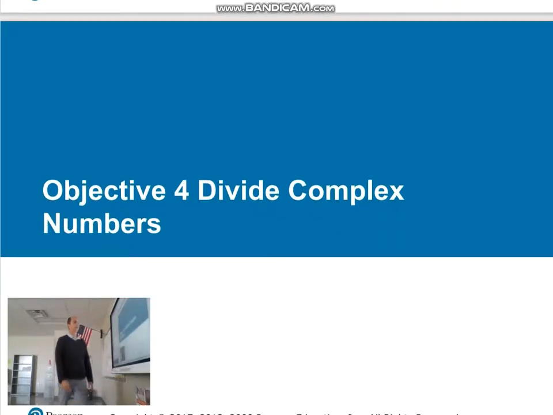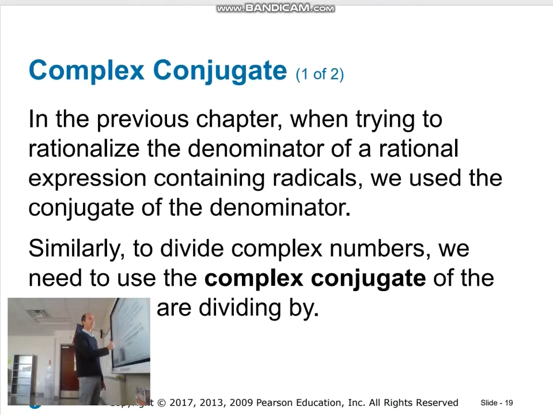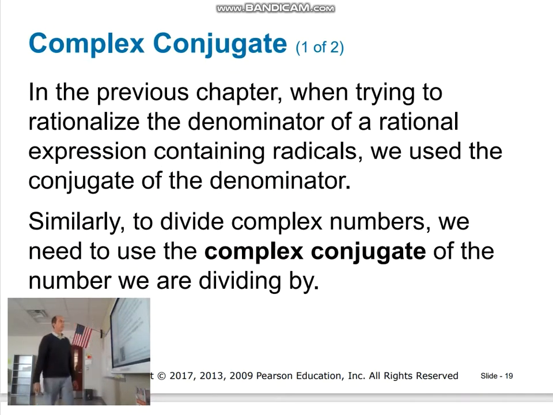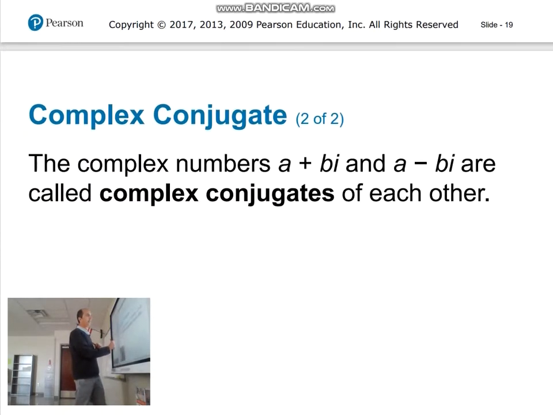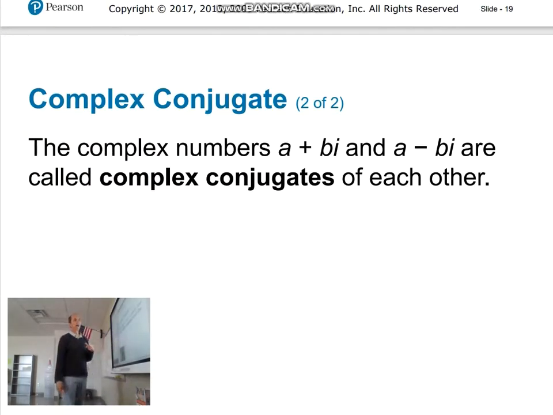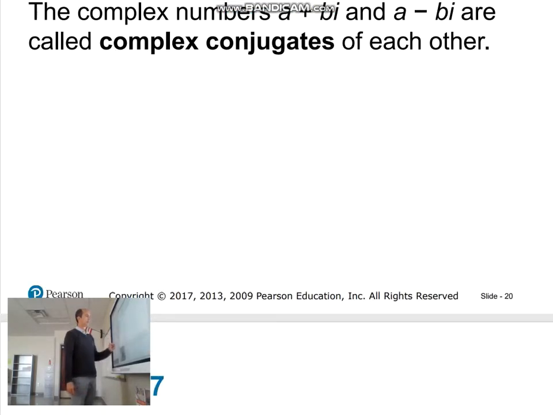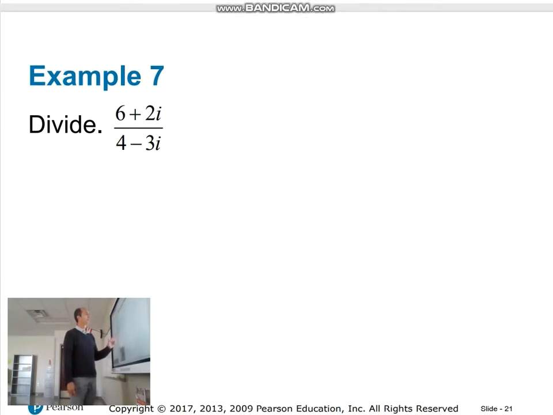Now, objective number 4, how to divide complex numbers. In the previous chapter, when trying to rationalize the denominator of a rational expression, we used the conjugate. Remember the conjugate? Similarly, to divide complex numbers, we need to use the complex conjugate. It's the same thinking. The complex numbers a plus bi and a minus bi are called the complex conjugates of each other. And let's check how to apply it to an example.